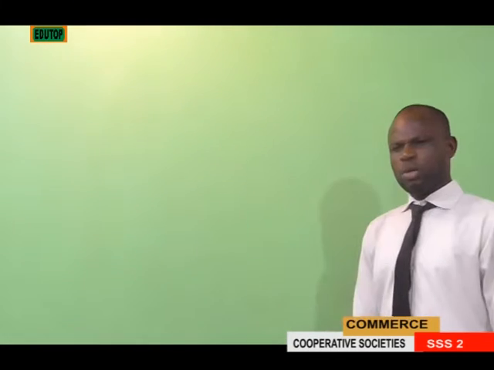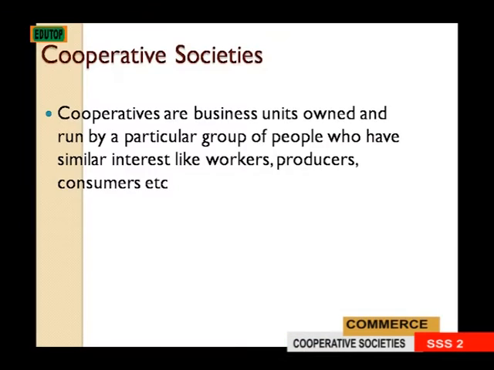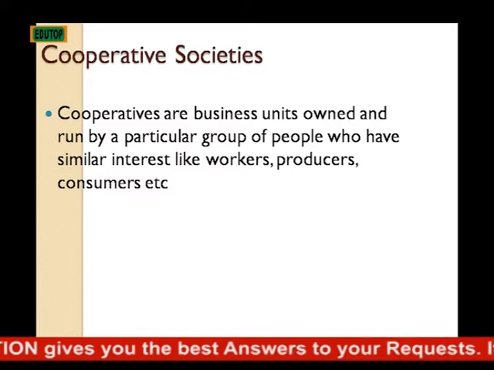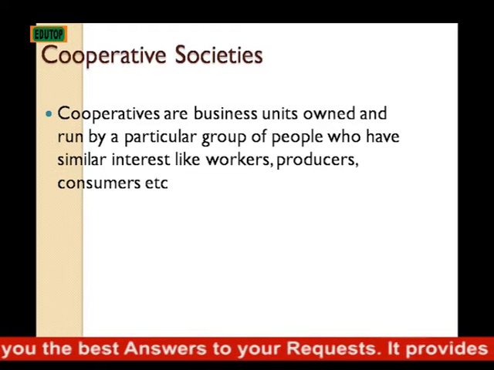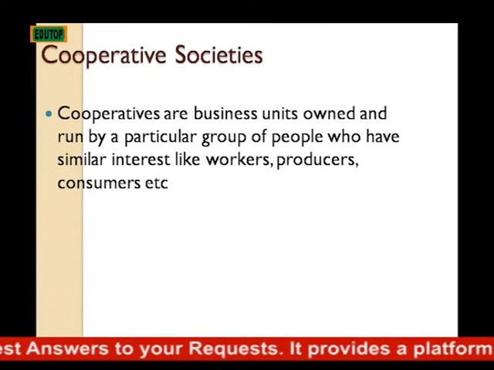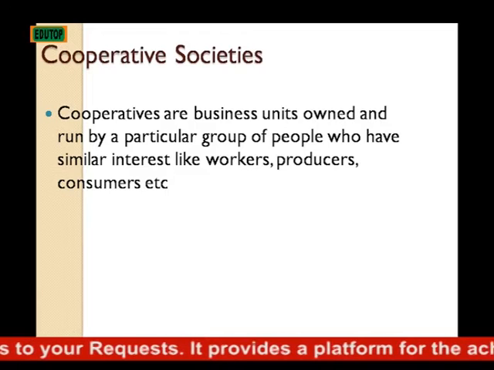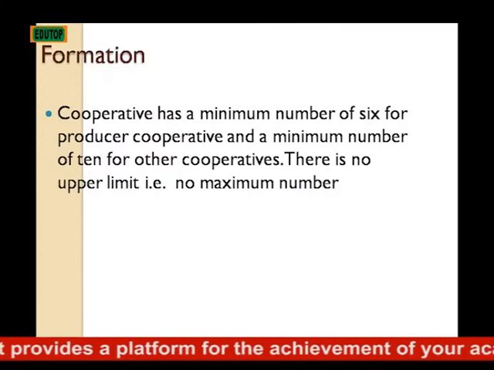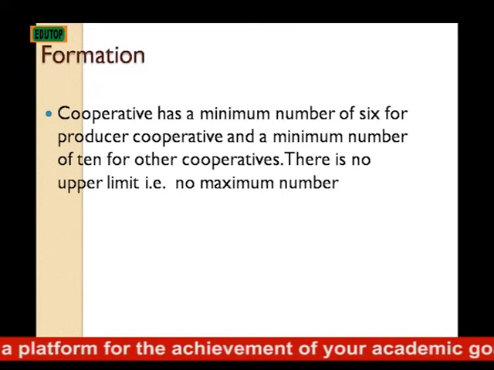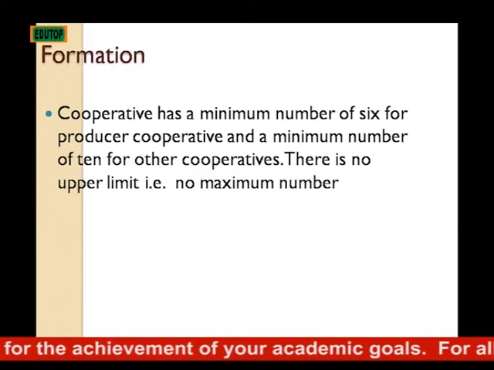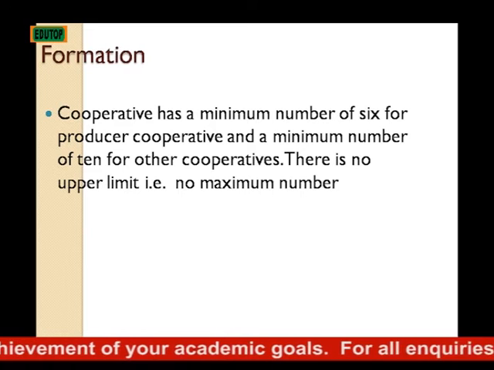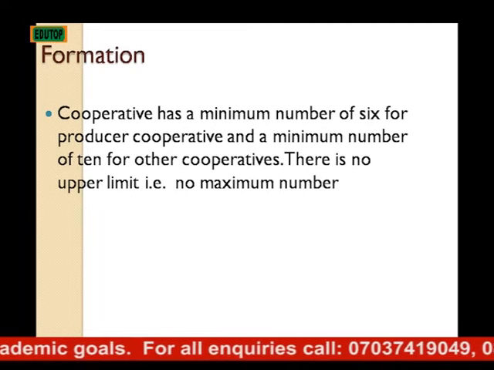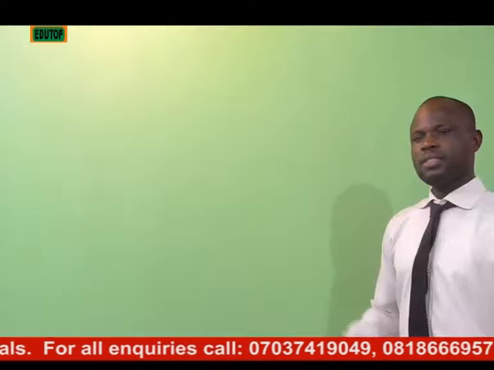Cooperative societies. What do you understand by cooperative societies? Cooperatives are business units owned and run by a particular group of people who have similar interests like workers, producers, consumers, etc. Formation of cooperatives. A cooperative has a minimum number of 6 for a producer cooperative and a minimum number of 10 for other cooperatives. There is no upper limit. In other words, no maximum number.